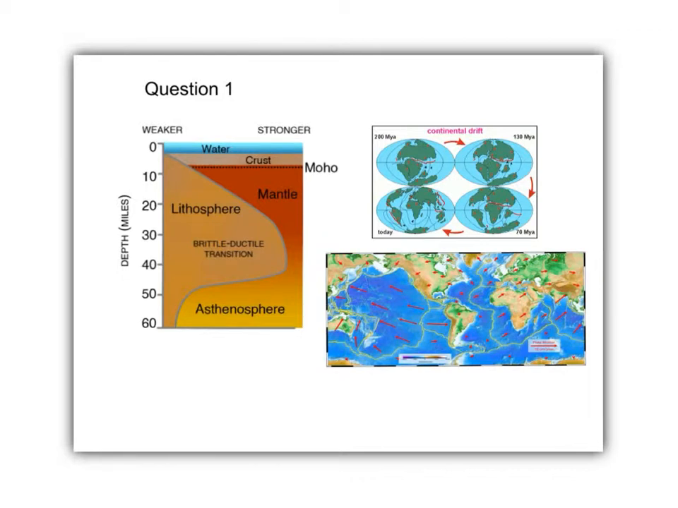This is question 1, a three-parter. You've got 3 things to define here: the MOHO, the continental drift hypothesis, and the plate tectonic theory. So let's start with the MOHO. The MOHO is basically the boundary between the mantle and the crust. That's all you have to know.